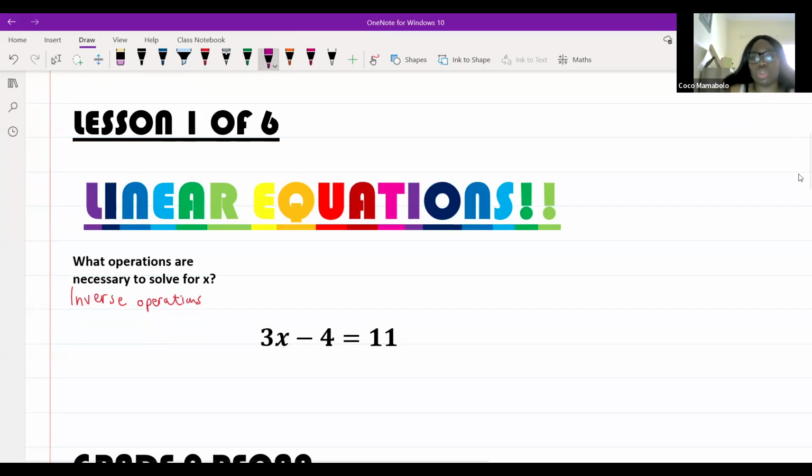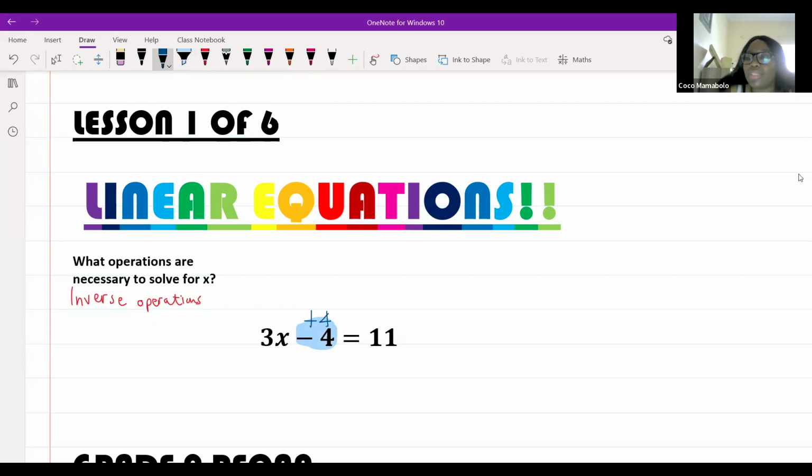First thing I'm going to do in order to get x on its own is get rid of everything that doesn't have an x. So I'm going to get rid of -4. Now, instead of just saying I'm going to take -4 over to the other side and make it +4, I'm not going to do that. What I'm going to do is add 4.